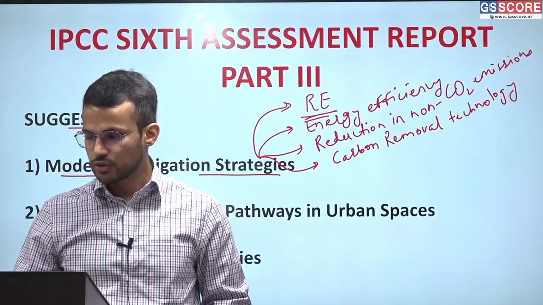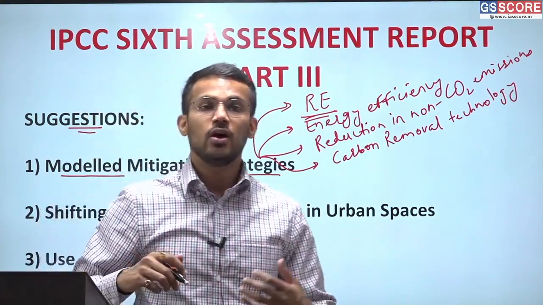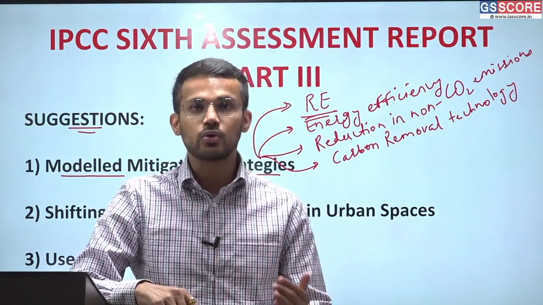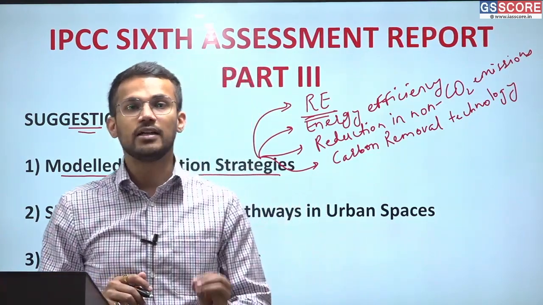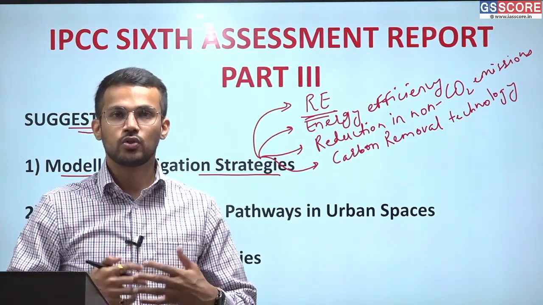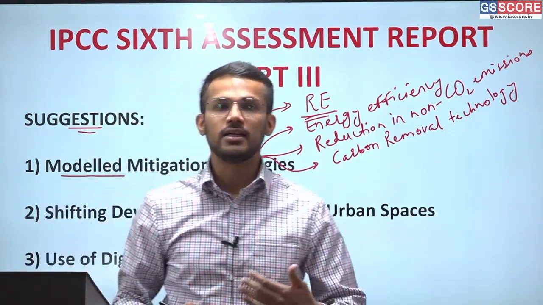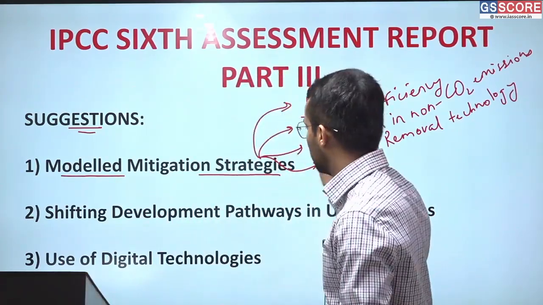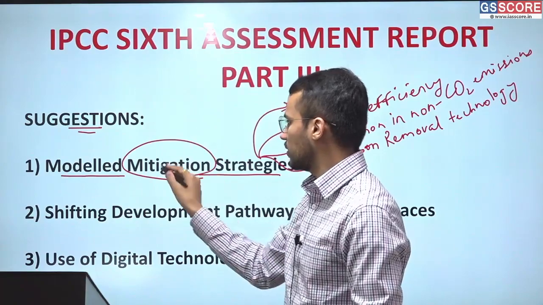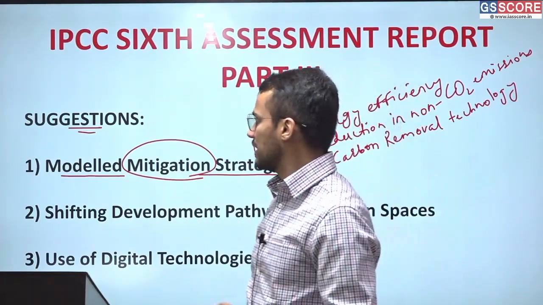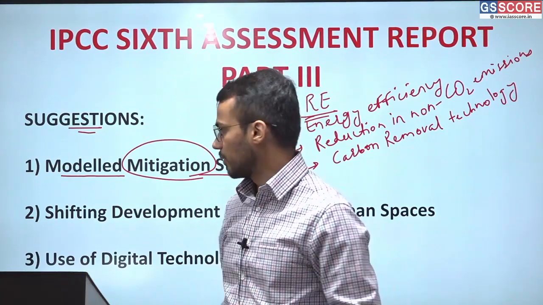For example, solar energy's adoption or use has increased by 10 times, and use of electric mobility has increased by 100 times, right? So due to the fall in the prices, there is more reliance on these kinds of technologies, and these kinds of technologies are important for mitigation of climate change. So that is the first suggestion given by this report.